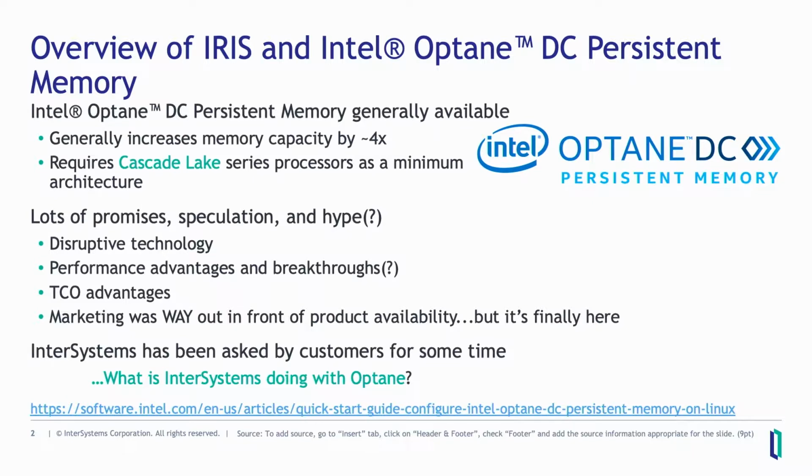With all the hype and excitement from marketing, customers and industry analysts would come to InterSystems asking, well, what's InterSystems doing with Optane memory or 3D XPoint? Well, that was a hard question to answer about two or three years ago, because no one's seen it, no one's tested it. There's a lot of marketing out there about it, but I'm happy to report it's finally here. It's generally available, and yes, we've tested it. And there are certainly some very good use cases for it within IRIS.